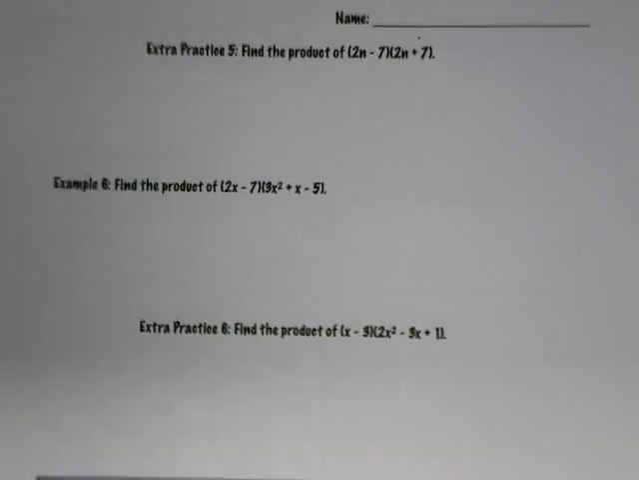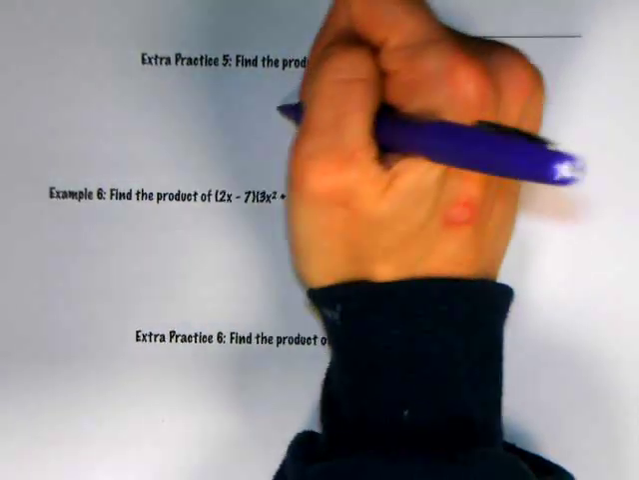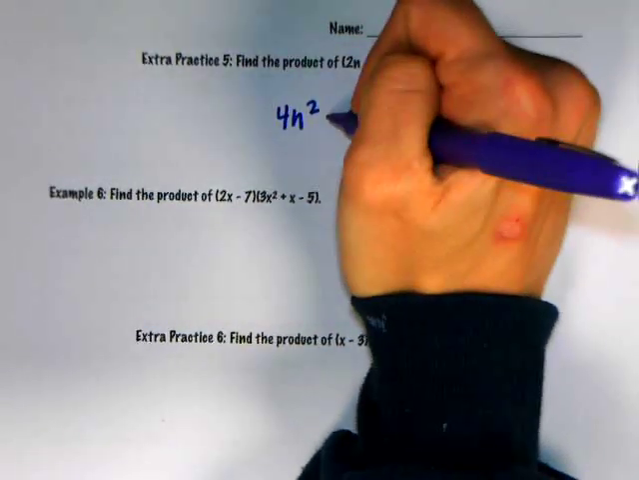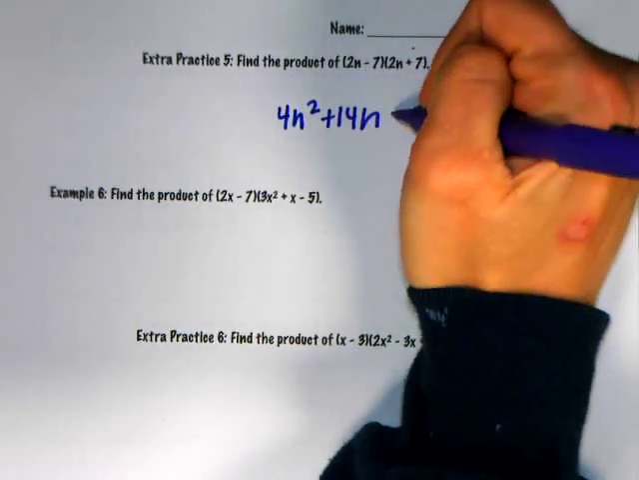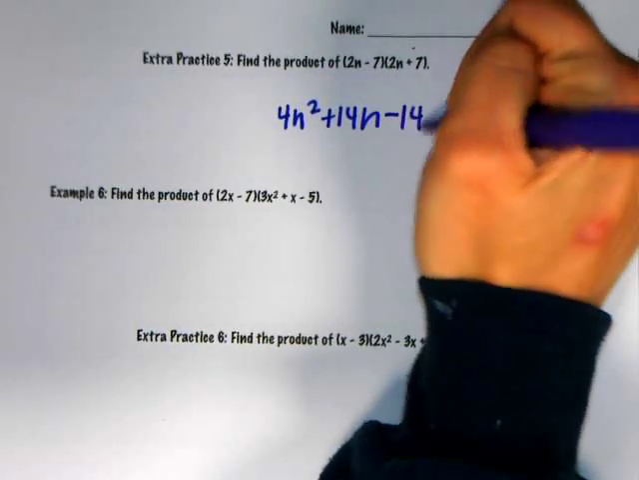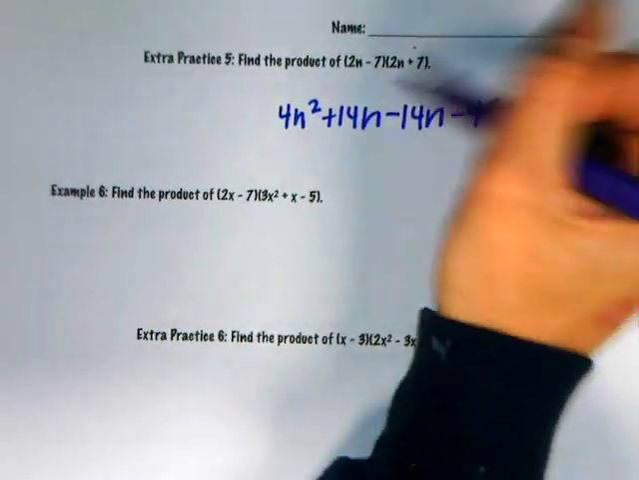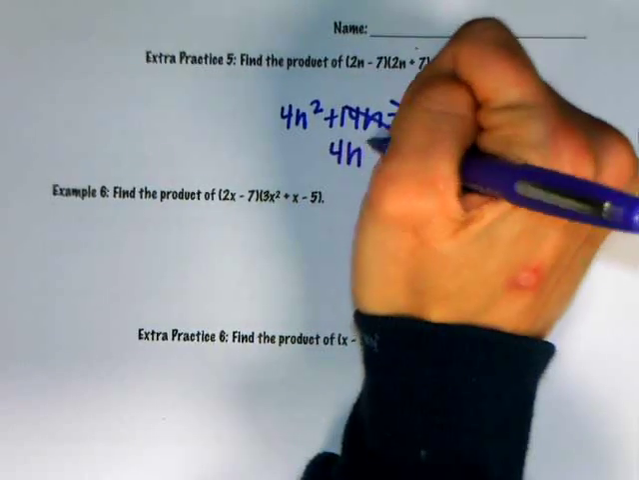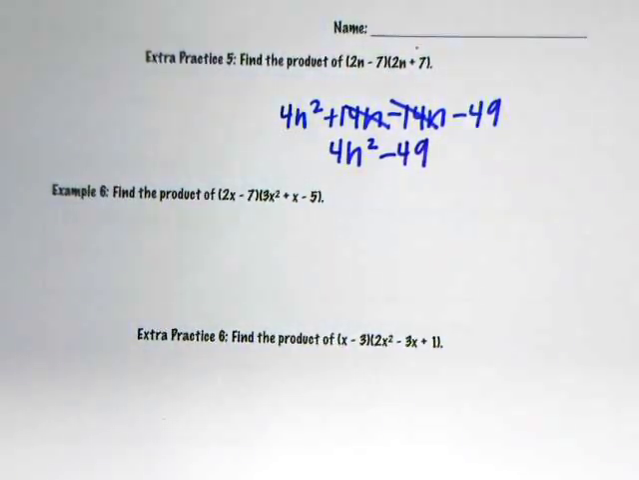Okay, so for this one, what's 2n times 2n? Yeah, 4n squared. 2n times 7? 14n. Negative 7 times 2n? Yep, negative 14n. Negative 7 times 7? Negative 49. And then 14n minus 14n? So you have 4n squared minus 49. All right, good?